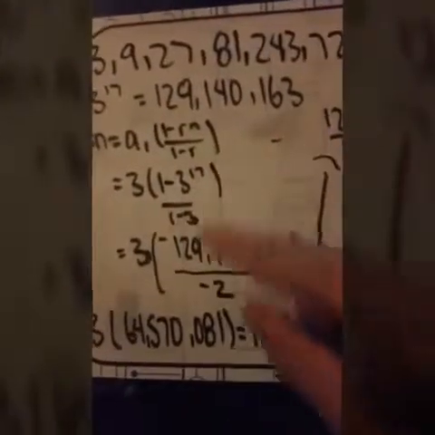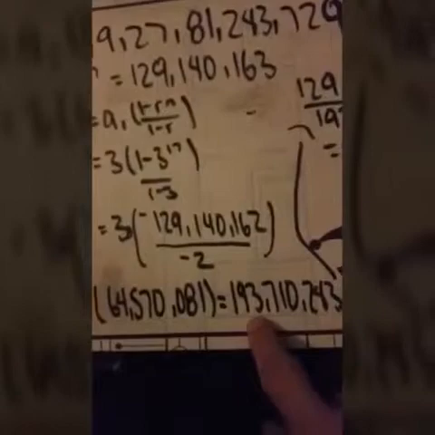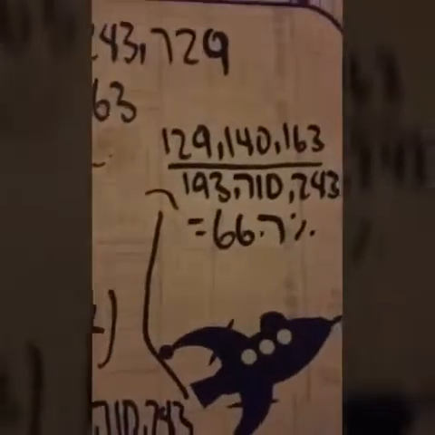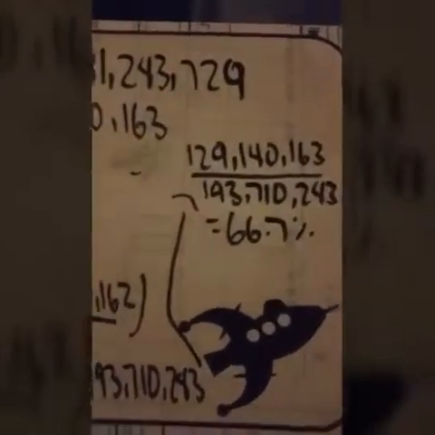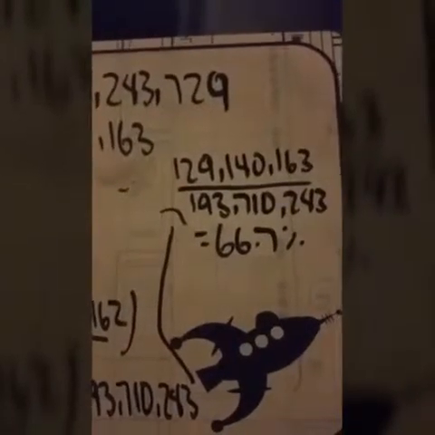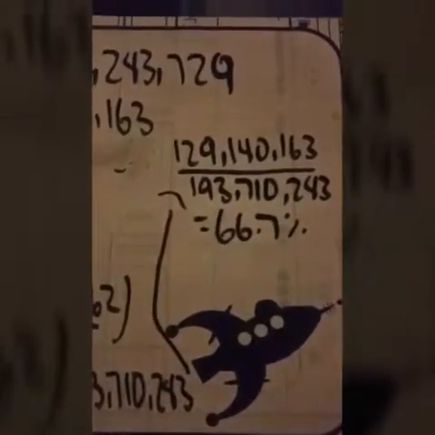Once you finish simplifying, you would get 193,710,243. Now you will divide these two numbers by each other, this number divided by that number. That way you can find your actual percent. And once you finish doing that, you will get 66.7%. Now that's a pretty high percent, which is bad. So I would not join that pyramid scheme.